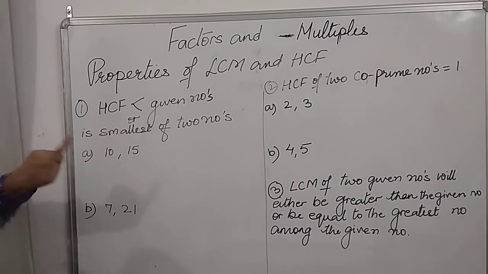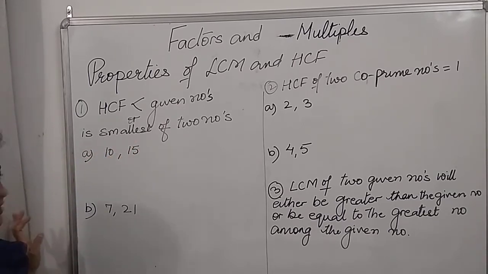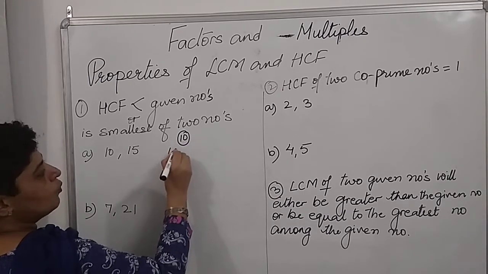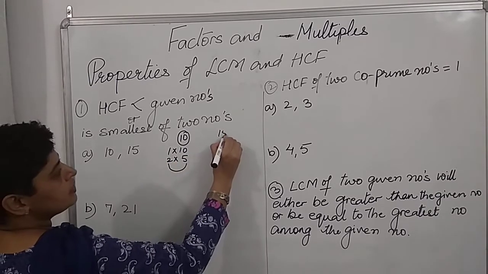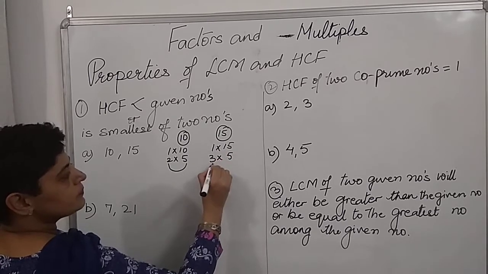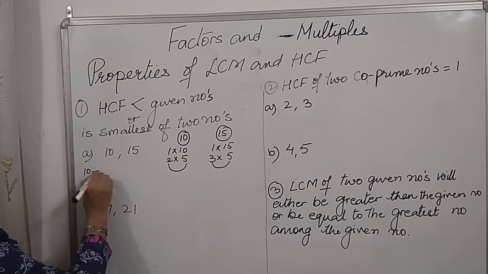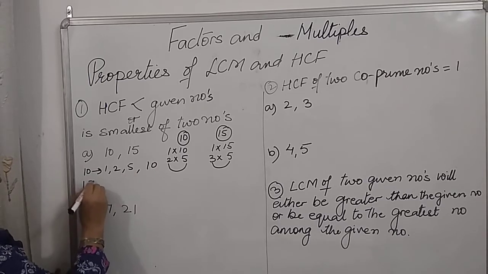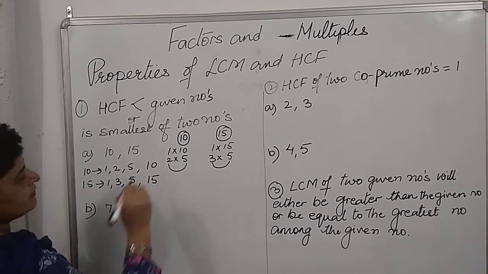HCF is either less than the given numbers or the smallest of the two numbers. Let's solve it and find out. Now, coming to the factors of 10. 1 tens are 10, 2 fives are 10, that's it. For 15, 1 fifteen is 15, 3 fives are 15, and that's it. So factors of 10 are 1, 2, 5 and 10, and factors of 15 are 1, 3, 5 and 15.